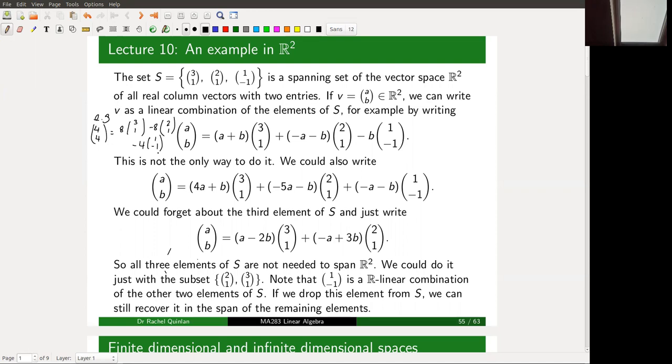Okay, so the observation here is we've got 3 vectors in the set S, and we've written down one way of writing any vector in R2 as a linear combination of elements of S. But the assertion for this example is that that's not the only way to do it. For example, we could also write the same vector (A, B) with different coefficients as a linear combination of the 3 elements of S.